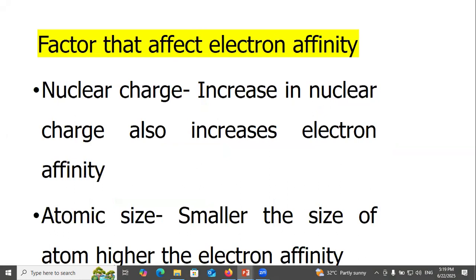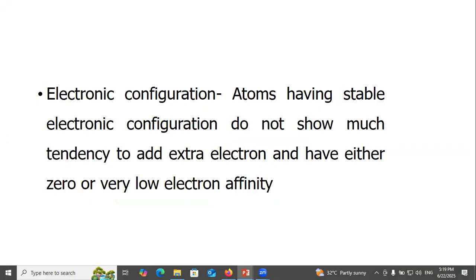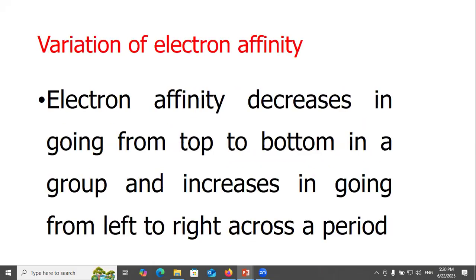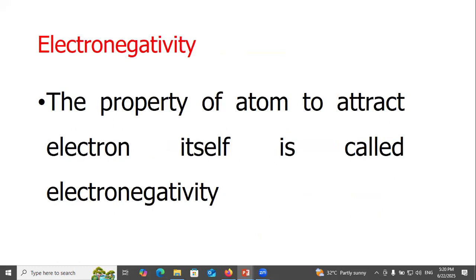Factors affecting electron affinity. Nuclear charge: an increase in nuclear charge also increases the electron affinity. Atomic size: the smaller the size of the atom, the higher the electron affinity. Electronic configuration: atoms having a stable electronic configuration do not show much tendency to add extra electrons and have either zero or very low electron affinity. Variation: electron affinity decreases going from top to bottom in a group and increases going from left to right across a period.